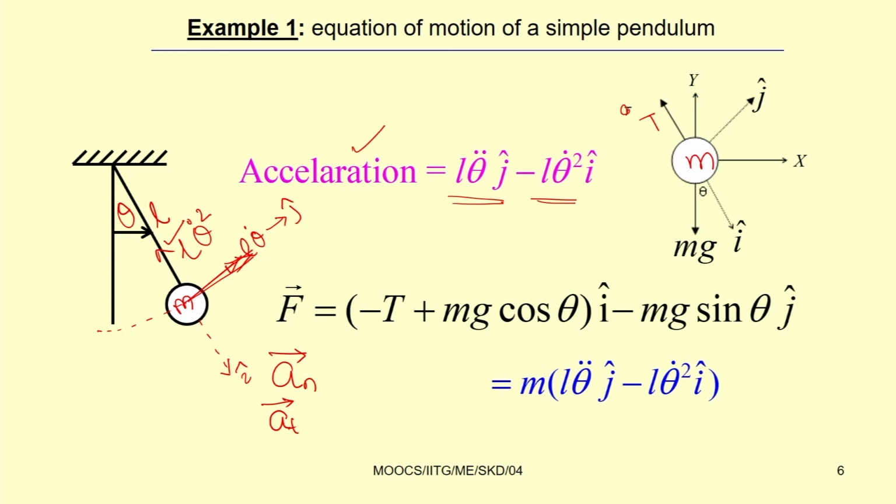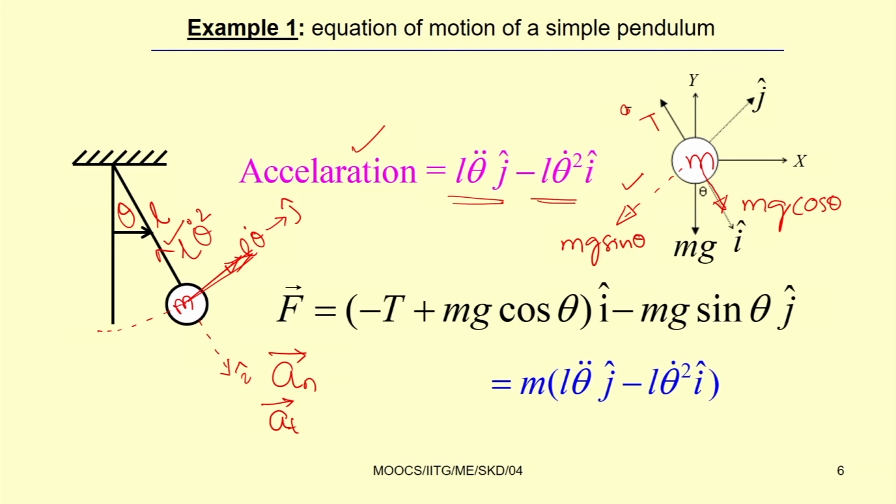We can divide this weight into two components. One will be along this direction, which will balance the tension, and the other component is this one. If this angle is theta, this is mg cos theta, and this term is mg sin theta. So, T will balance mg cos theta, and mg sin theta is the restoring force acting on the system. This is the external force acting on the system.